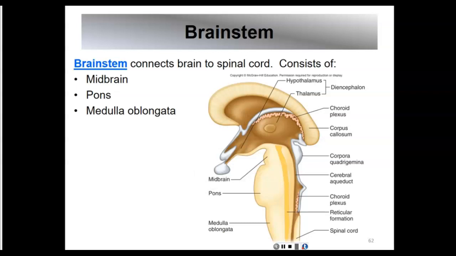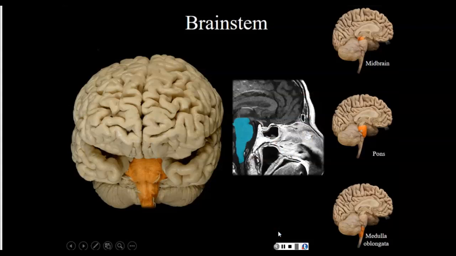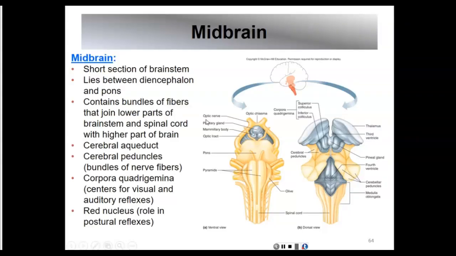Moving on to the brainstem. So here's our diencephalon here. The brainstem is down here. It consists of the midbrain at the top, the pons, and the medulla oblongata. There's a brainstem from a front view: midbrain, pons, medulla oblongata. The midbrain is towards the top. It's a short section of the brainstem. It lies between the diencephalon and the pons. It contains bundles of fibers that join lower parts of the brainstem and the spinal cord with higher parts of the brain.